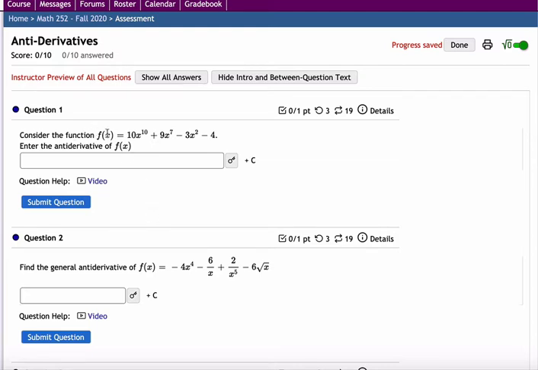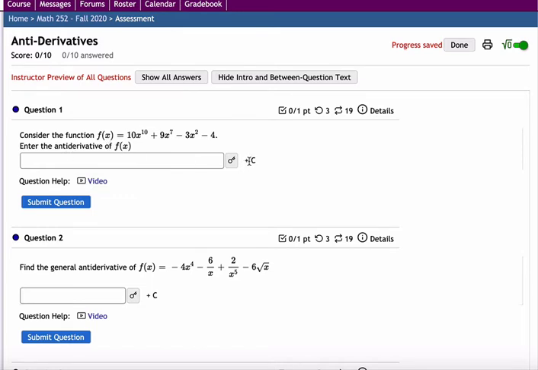So the first question should be fairly straightforward. They give you a function, they ask you for the antiderivative of that function. So just one step where you're calculating the antiderivative. The function they gave you has four different terms. You can deal with each term individually using the power rule. If you do this and follow all the steps we did in the videos, you should get some answer and then a plus c at the end because we're looking for the general antiderivative.